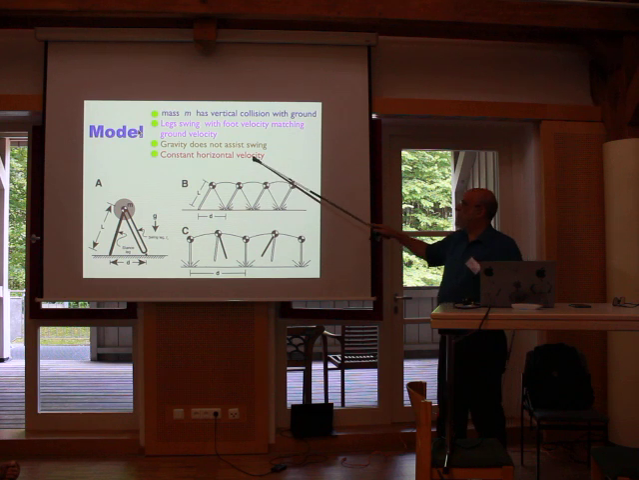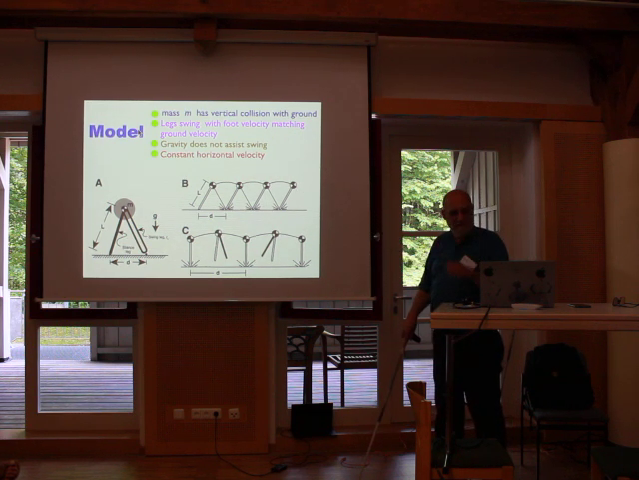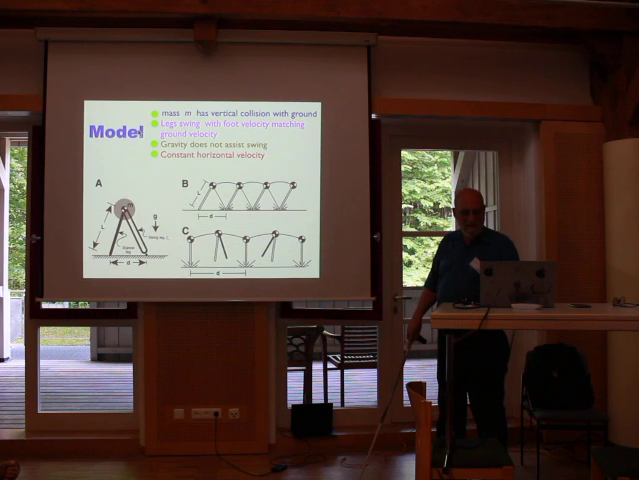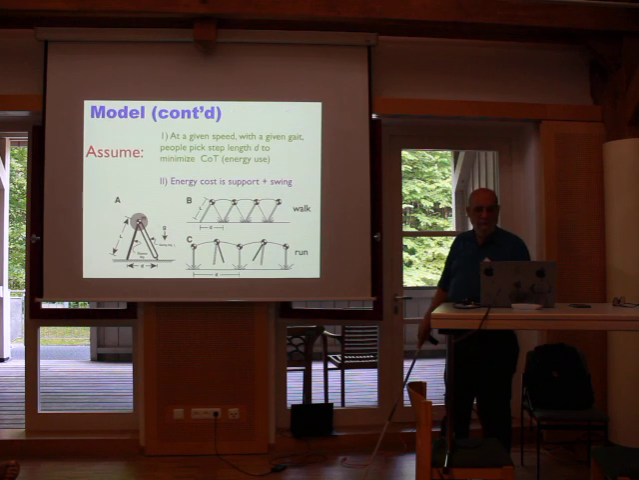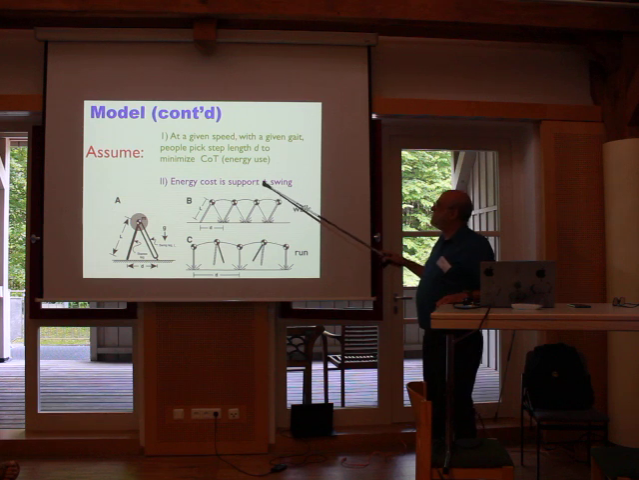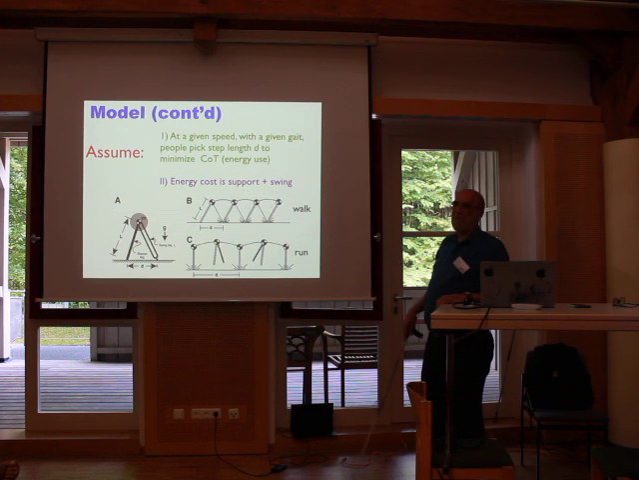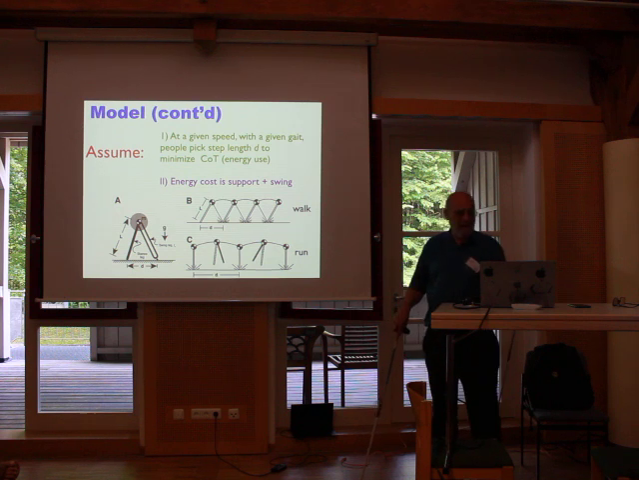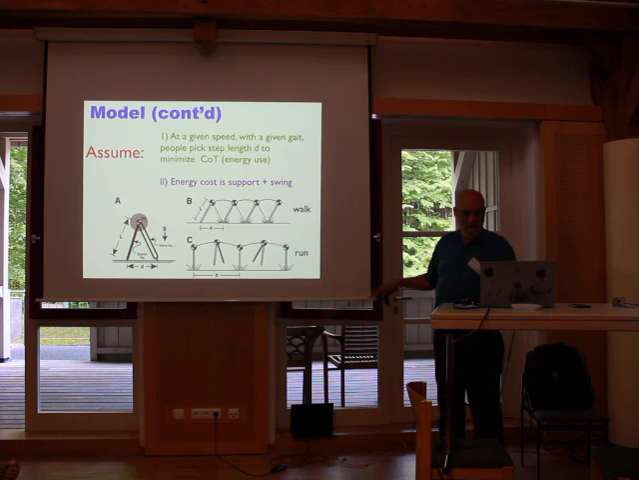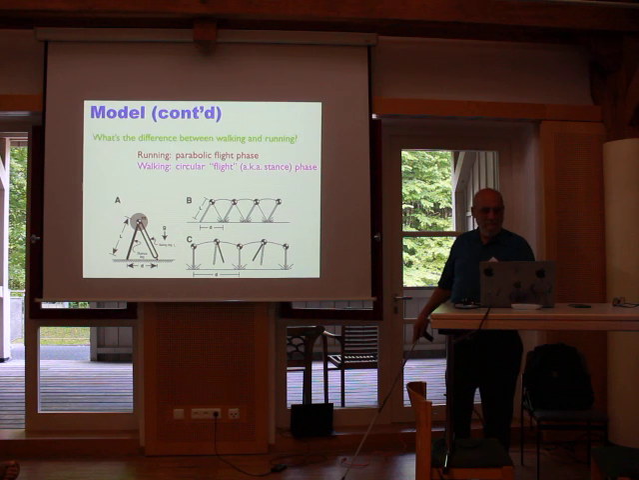Okay, so we're going to assume constant horizontal velocity, which sort of ignores this increase and decrease in energy during the stance phase. The big assumption is that energy cost can be broken up into a sum of two terms: a cost for swinging the legs and a cost for support, or collision, or step-to-step transition.